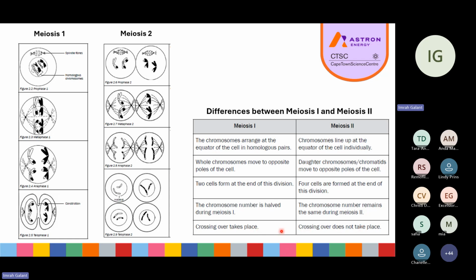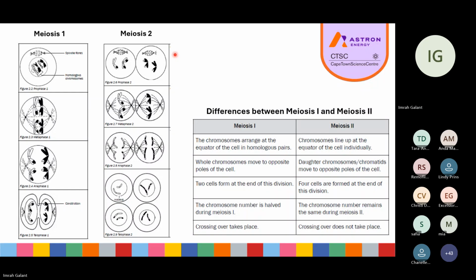When you are labeling it like this, please don't say crossing over takes place here in meiosis 1, but then by meiosis 2 you're saying 4 cells are formed. It needs to correspond with each other. The 2 columns or rows or lines need to correspond with what they are saying to each other.